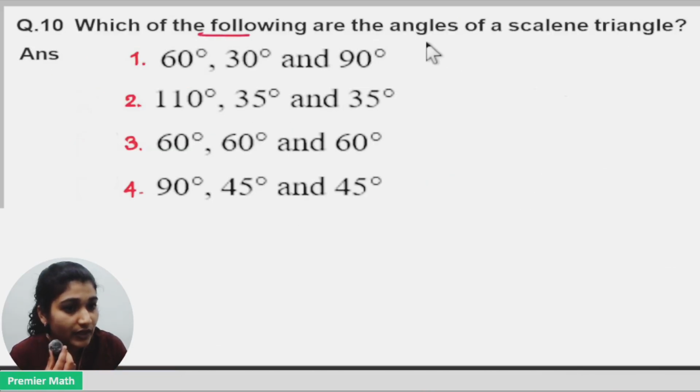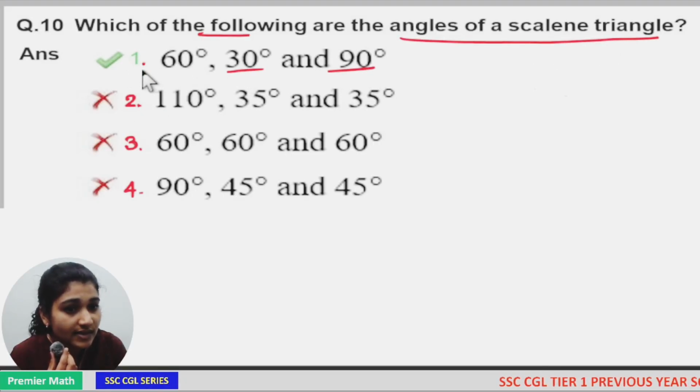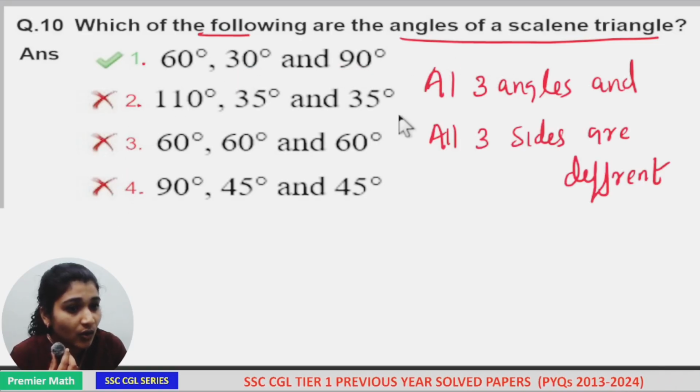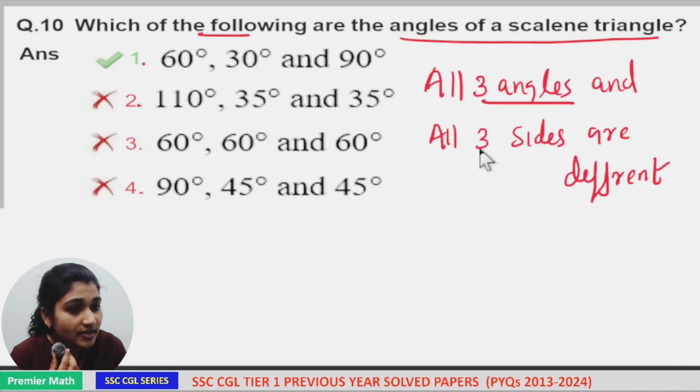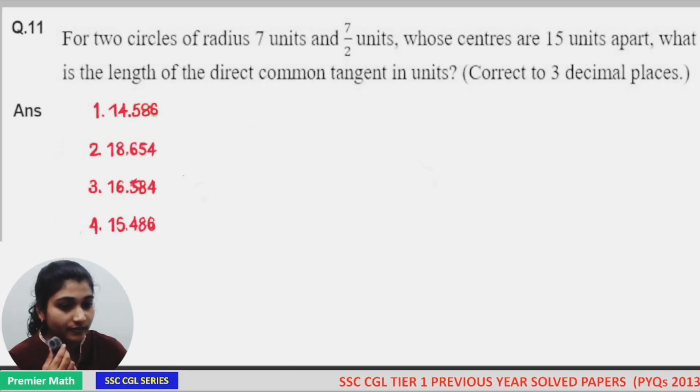Which of the following are the angles of a scalene triangle? Here in the first option, all the three angles are different. So this is a scalene triangle. Option 1 is your answer. In a scalene triangle, all the three angles and three sides are different. Here, the second option is an isosceles triangle. Third, equilateral. Fourth is also an isosceles triangle.